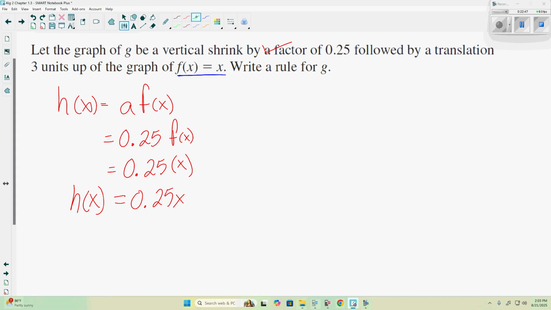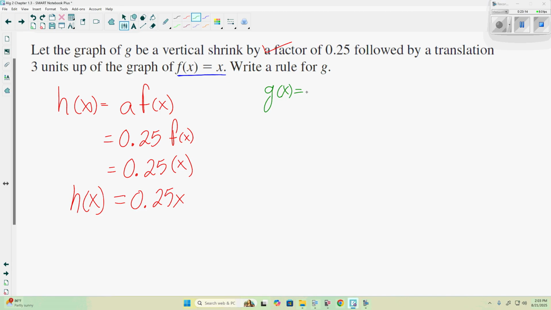Now we need to apply a translation of 3 units up, yes? I want it to be for g of x. Again, when I'm grading these on the homework or the test, if you end up with the final function being g of x, awesome. If you end up with the last one being m of x, n of x, it's just a name for it. It doesn't matter. So, 3 units up.